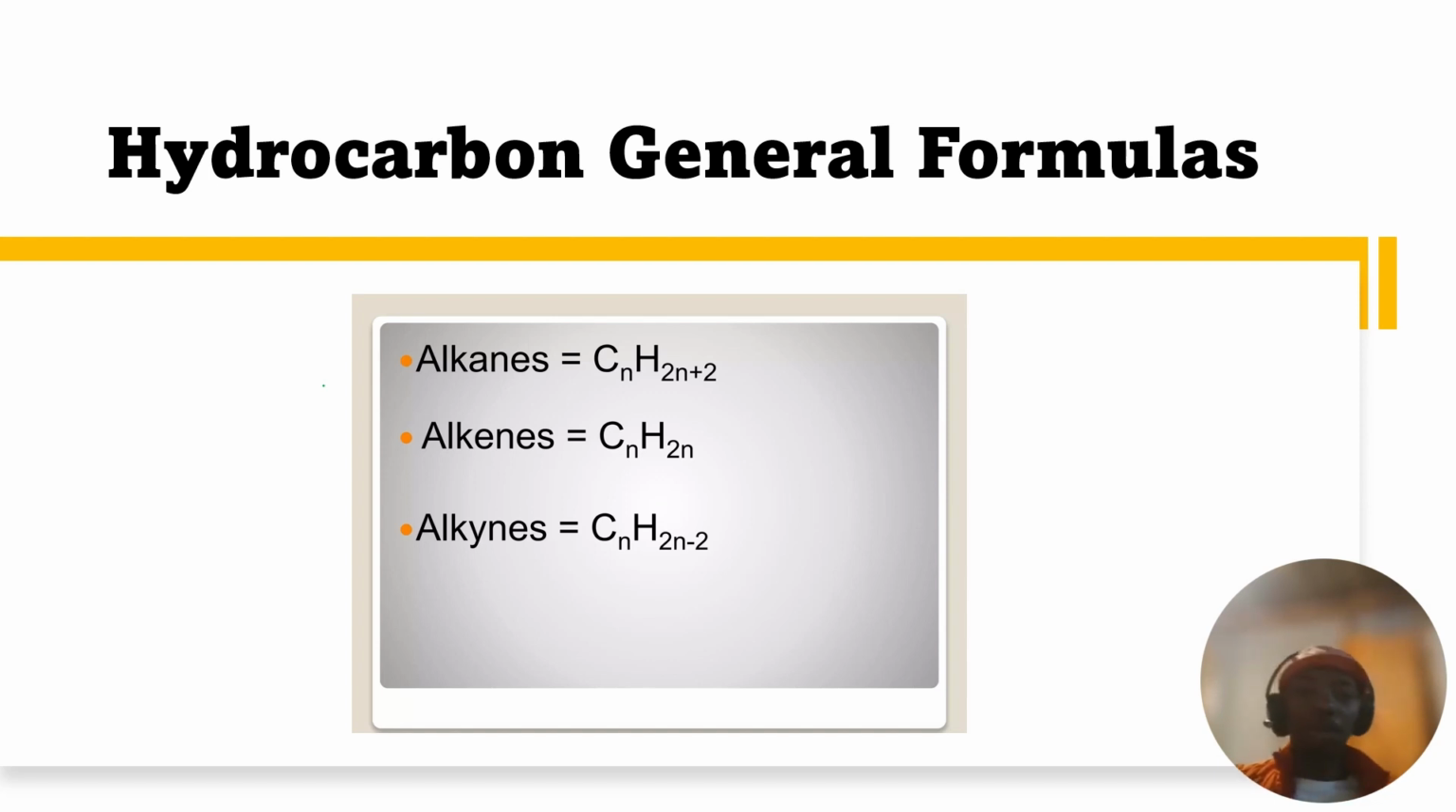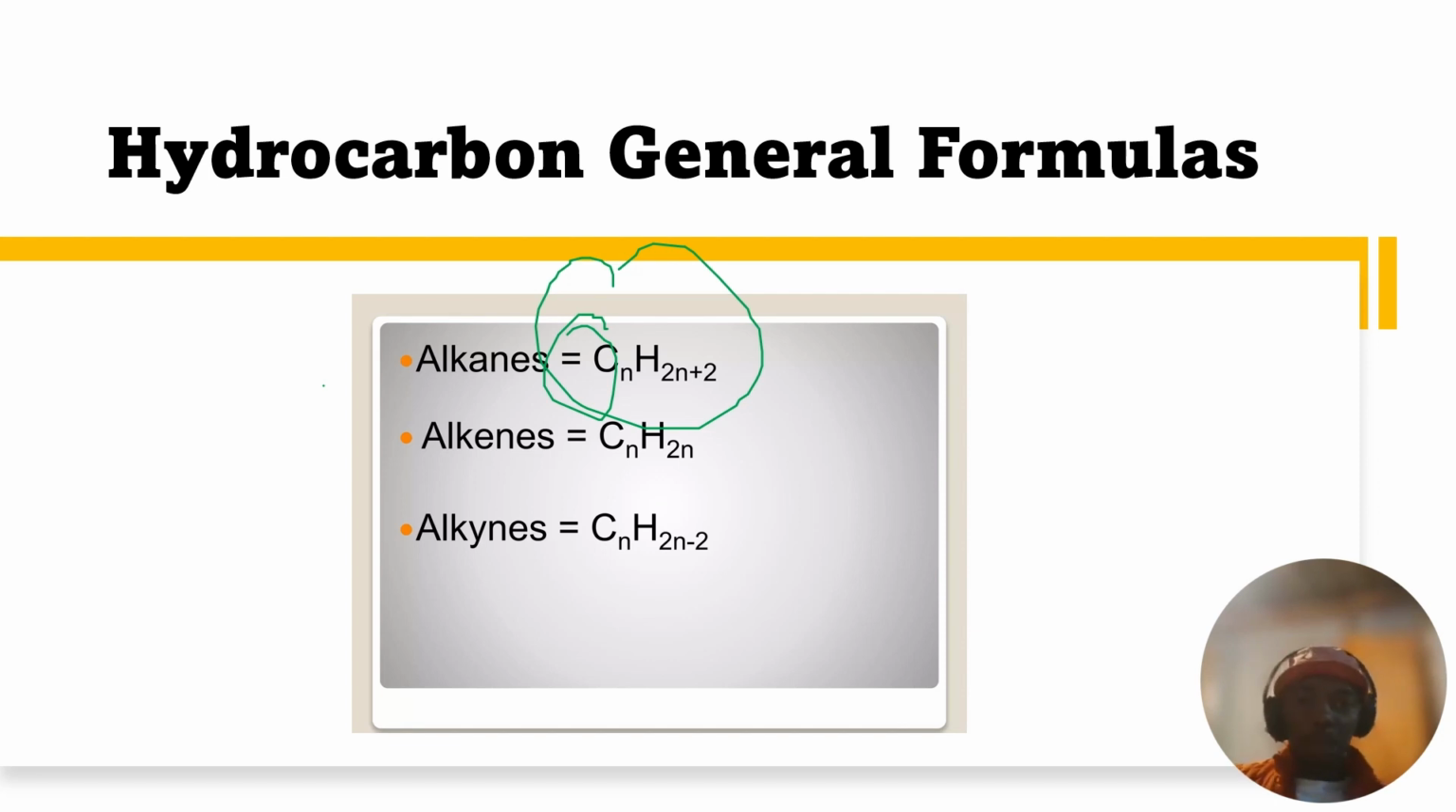So for you to be able to write the molecular formula of these hydrocarbons, you need to understand their general formula first, right? For example, for alkanes, for you to be able to name an alkane, you need to know how many carbon atoms there are. Then if you know the number of carbon atoms, you're good to go, right?